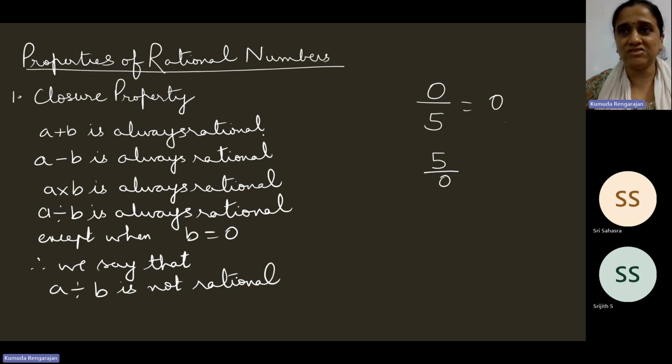A is rational, B is rational. And if B is 0, then A divided by B is not rational, because A divided by 0 is not defined. Only in this case, when B is 0, the division is not defined. So A divided by B is not rational. In all other cases, A divided by B is rational. So we say that rational numbers are closed under addition, subtraction, multiplication, but not under division. Because in division, we have one exception. When we say it is true, it should always be true. Even if there is one exception, it is false.